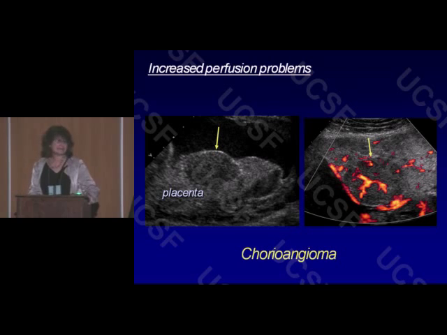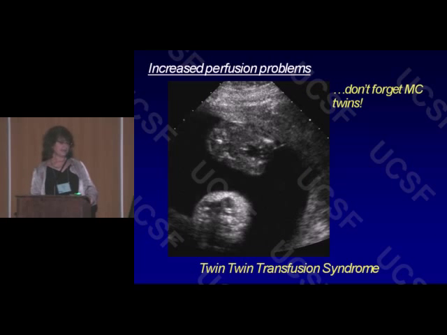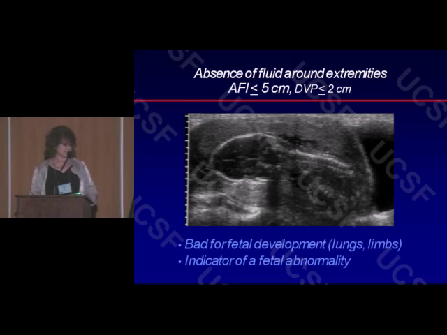Another mass that can give rise to polyhydramnios is seen here along the fetal surface of the placenta. Lots of flow, typically located near the cord insertion site, a chorioangioma. And when you see polyhydramnios, it has happened. People don't realize that there is a twin, and you have to do some searching to find it with profound twin-twin transfusion syndrome. So coming back to the reminder, don't forget twins.